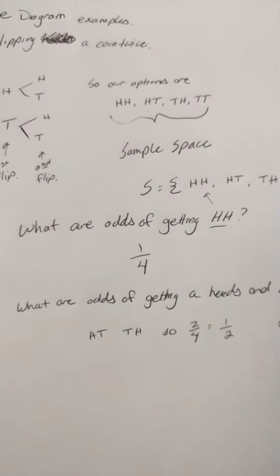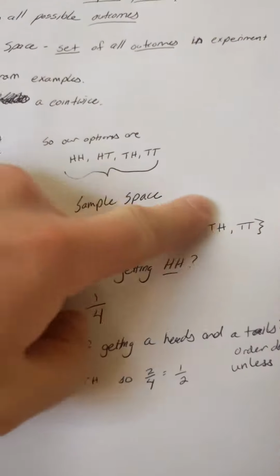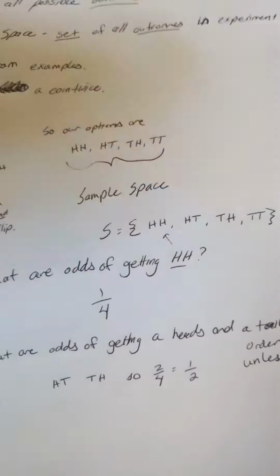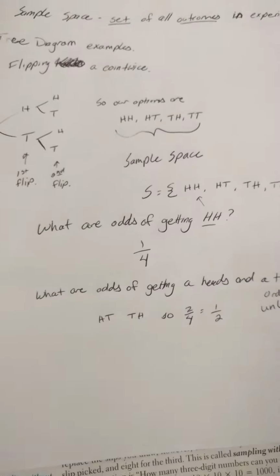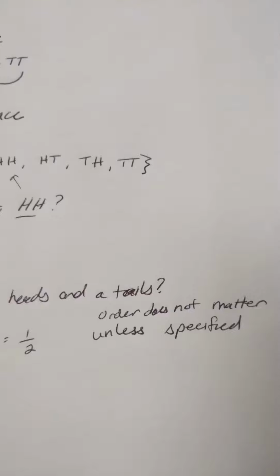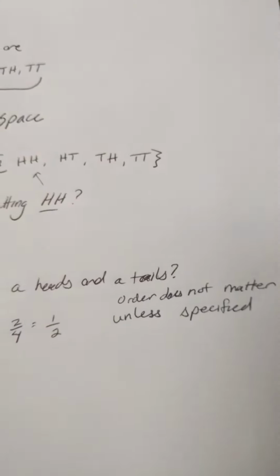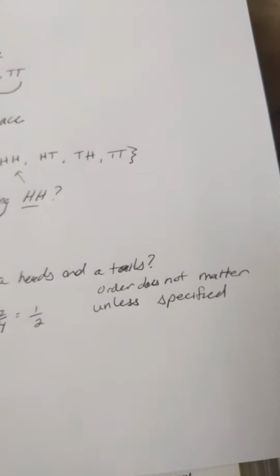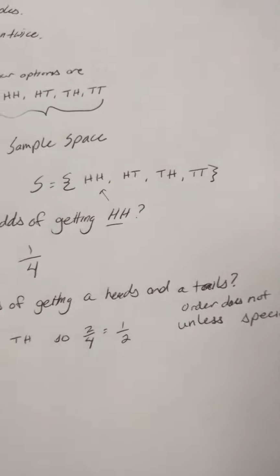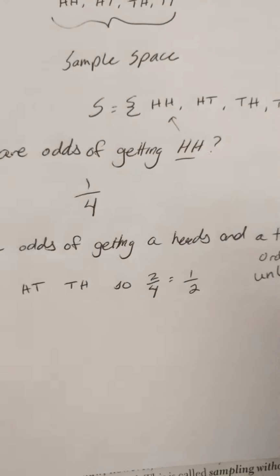You then can answer questions. What are the odds of getting heads, heads? It's 1 out of our total of 4. Okay, that leaves all of our provided options. What are the odds of getting a heads and a tails? Order does not matter unless specified, and that's with a lot of these questions. The order does not matter, heads, tails, or tails, heads, unless it specifically says. So you have two options, 2 out of 4, which simplifies to 1/2.